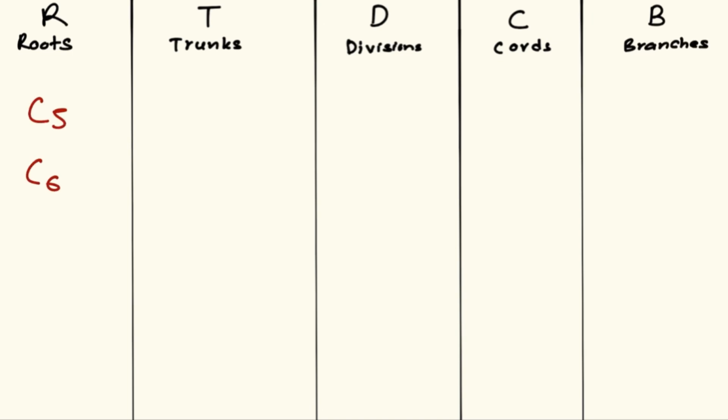Write down C5, C6, C7, C8 and T1. Now join C5 and C6, C8 and T1, and C7 stays single. Now let's make trunks out of them.